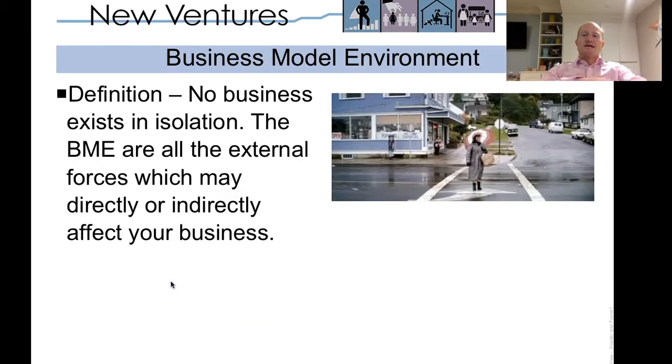Let's first give you a definition. No business exists in isolation. Wouldn't that be nice if that were true, though? If you're the only game in town, everyone came to you for everything. It's a beautiful world if that were to happen, but that's not the case. Since no business exists in isolation, the business model environment factors are external forces which may directly or indirectly affect your business. And your job this week is to analyze and consider what business model environmental factors are out there that would directly affect your business.